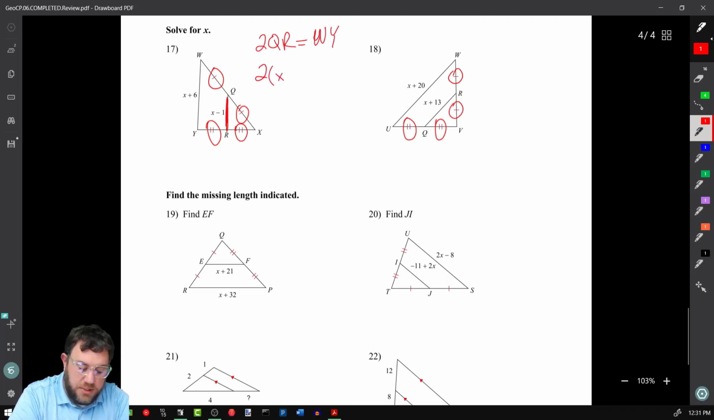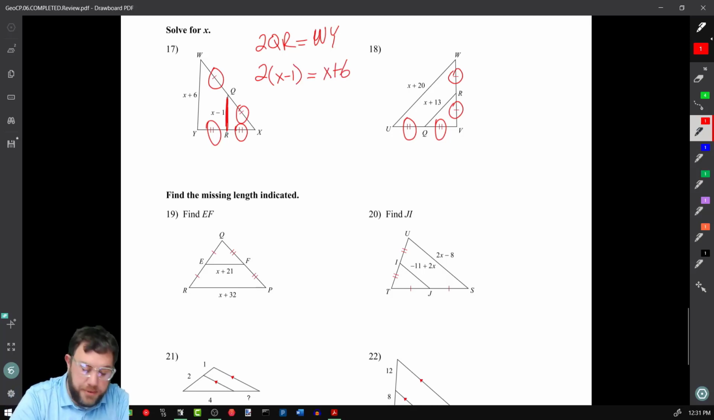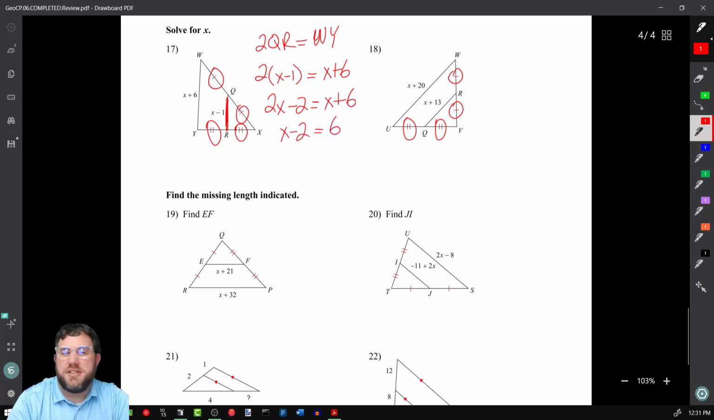So that'll be 2 times x minus 1 equals x plus 6. We'll distribute out. That's 2x minus 2 equals x plus 6. Get all our x's on one side. So we have x minus 2 equals 6. I just subtracted 1x from both sides. And now I will add 2 to both sides. So x equals 8.